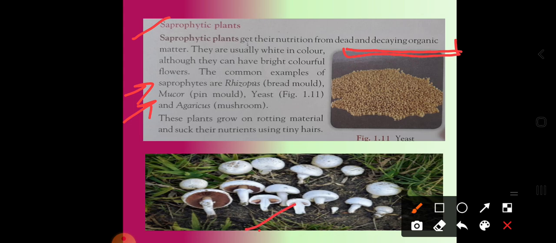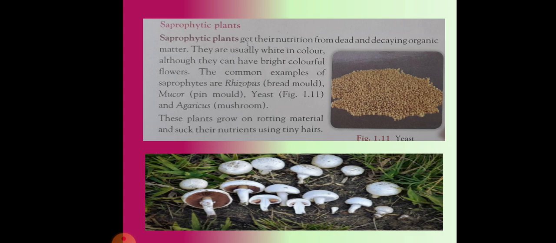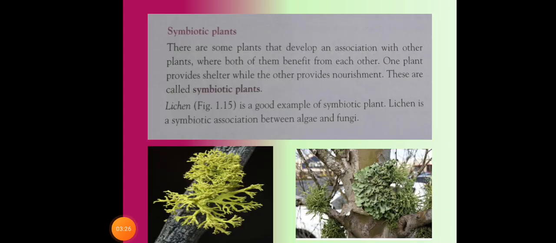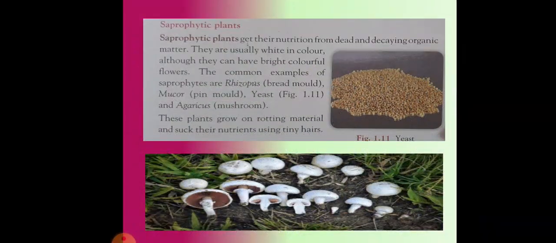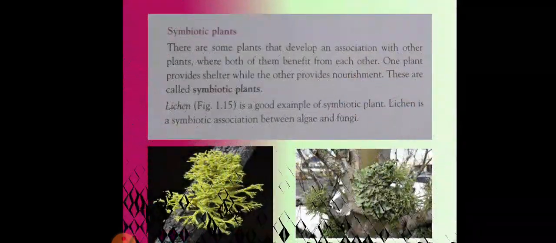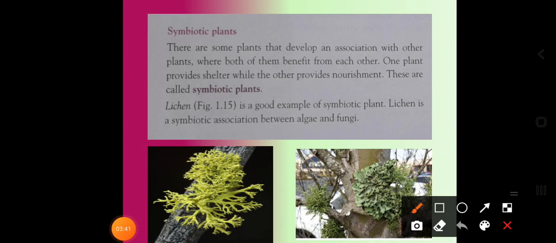What is the biological name of mushroom? That is Agaricus. So this is the saprophytic plant. Next is the symbiotic plants. What are symbiotic plants? There are some plants that develop an association with other plants and get their nutrition from them. So they help each other. You can observe small plants on big trees. Which type of nutrition is it? It is known as symbiotic. Here some plants develop an association with other plants where both of them benefit from each other, and this is called symbiotic plants.